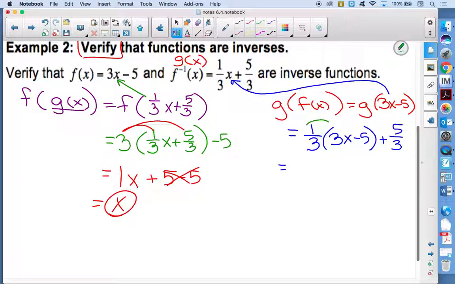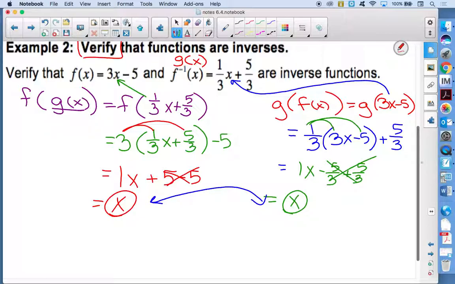So David, 1/3 times 3 is? How about 1/3 times negative 5? Good. And then plus 5/3. So that's the part right there that cancels out for us. And magically, you get x. So this is a proof. You've just done a little algebraic proof. You've shown that these two are now inverses of each other because they both equal the value of x. They both reduce down to the value of x. Questions?